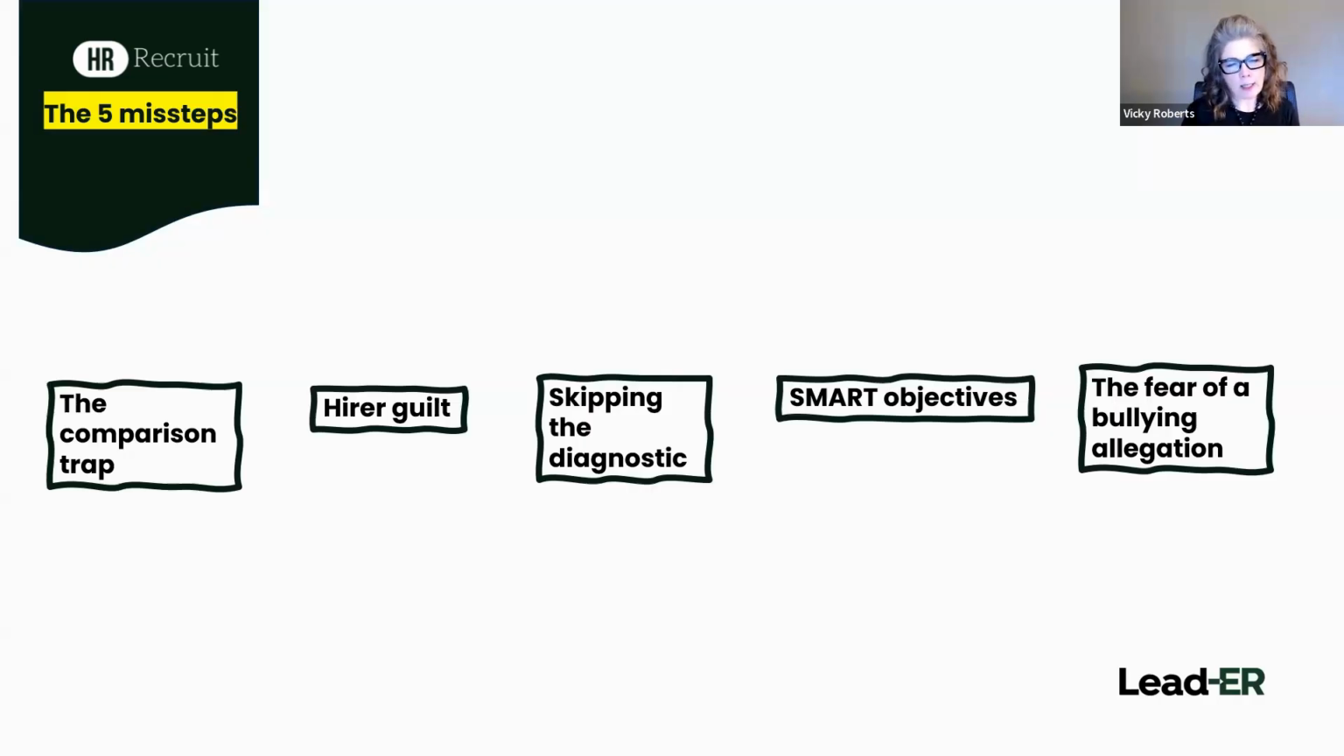Skipping the diagnostic when it comes to managing underperformance. And this, I think, links a little bit to the question that's gone on the chat already. What's the underlying cause of the underperformance that's going on here? And what does that mean in terms of how we handle it?